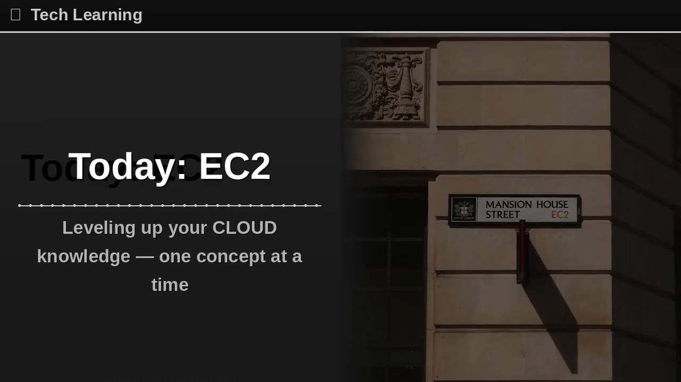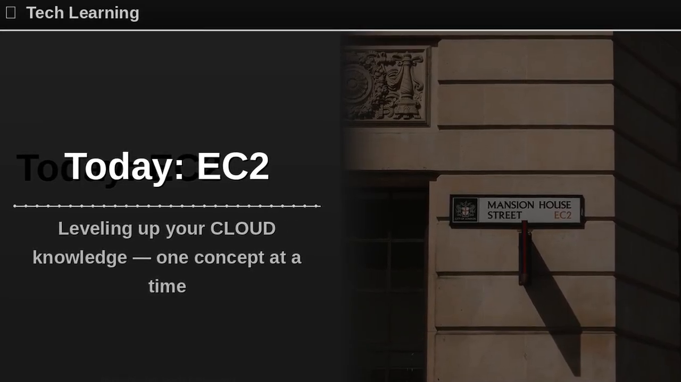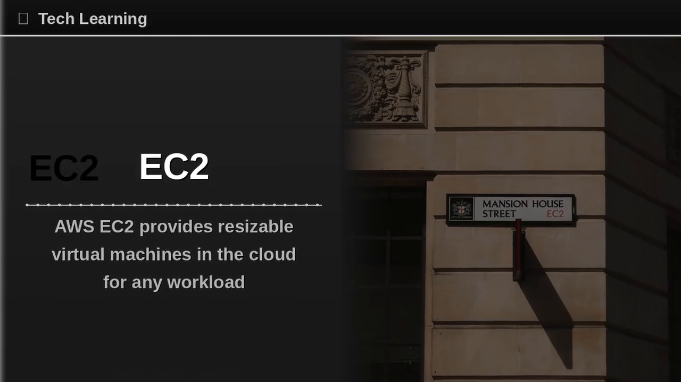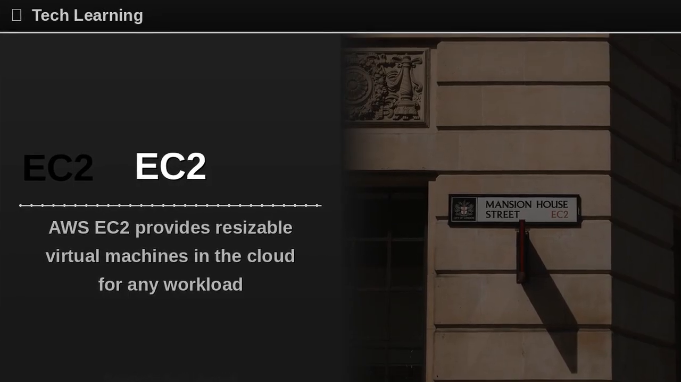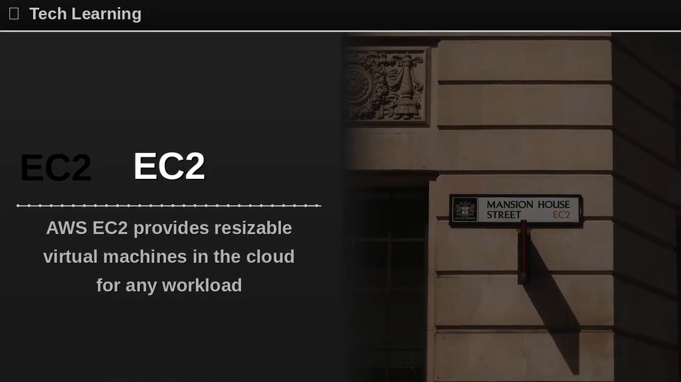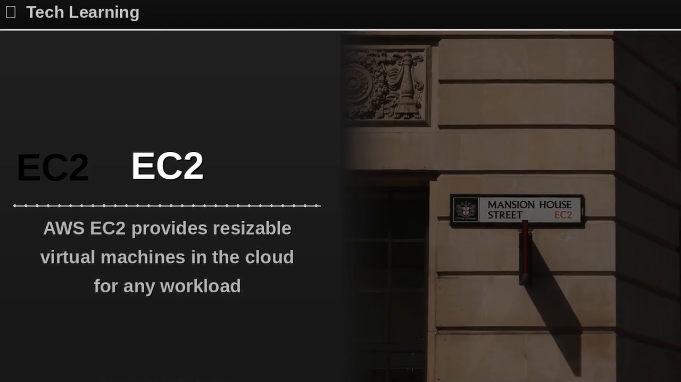Today we are breaking down EC2. It's an important idea in cloud. So, what is EC2? AWS EC2 provides resizable virtual machines in the cloud for any workload. It's one of the core ideas in cloud.